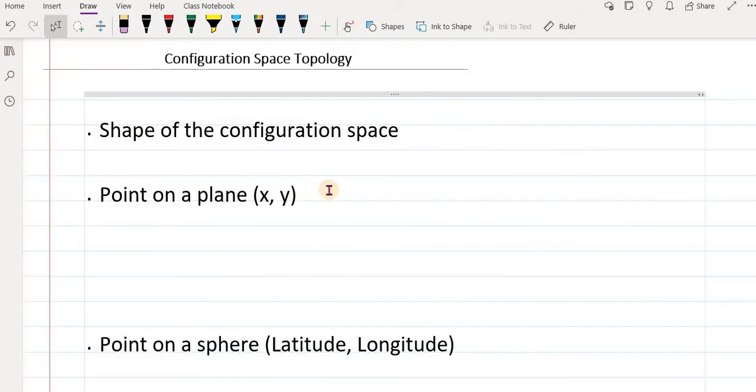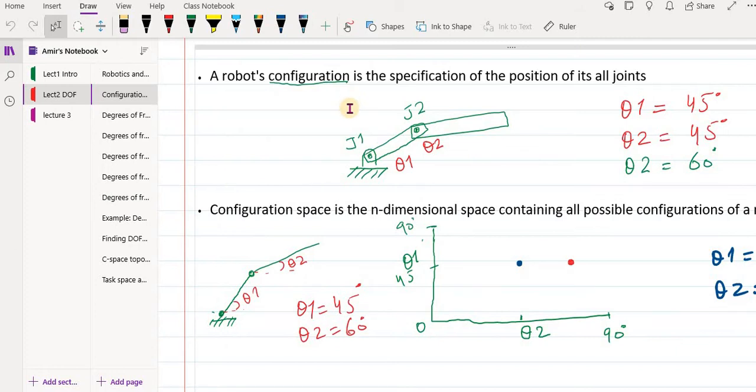As I said earlier, today's lecture is about configuration space topology and representation. First, try to remember what a configuration was and what a configuration space was. From the second lecture, we know that a configuration is a specification of the position of all joints. If you specify the position of all the joints of the robot, then this is the configuration. For example, for this robot, theta 1 is equal to 45, theta 2 is equal to 45. Then this is a configuration.